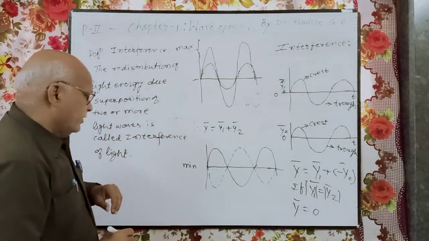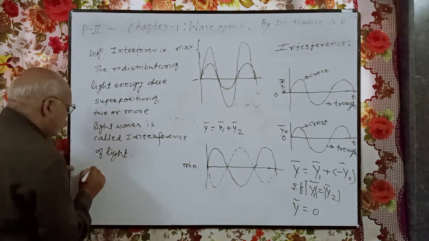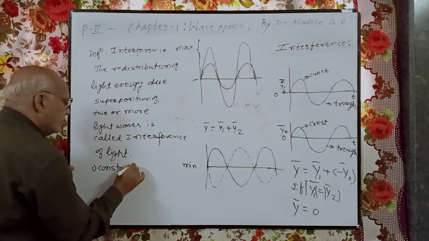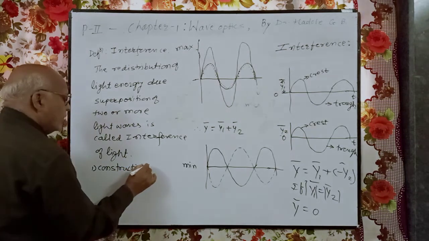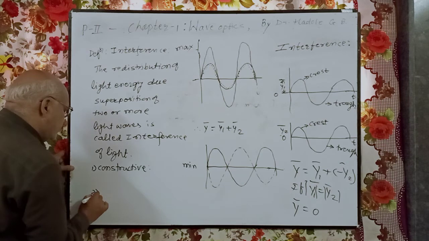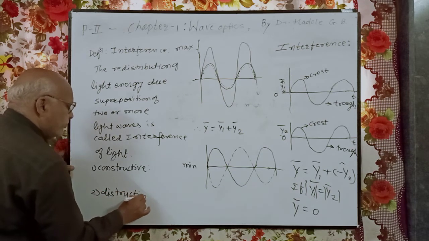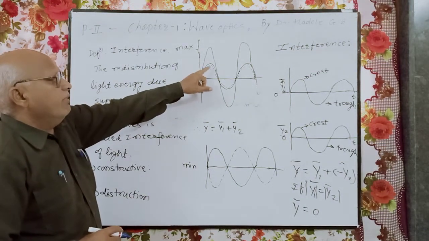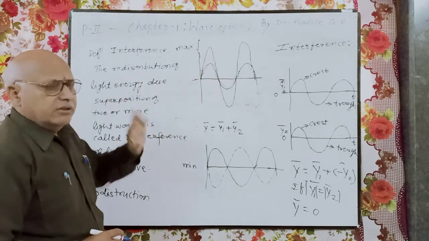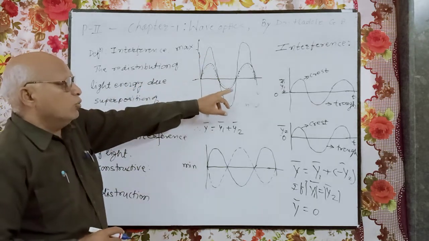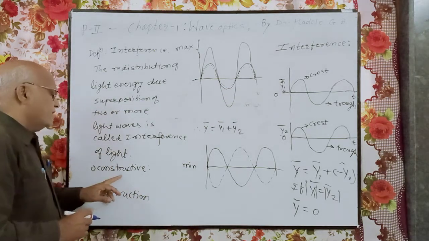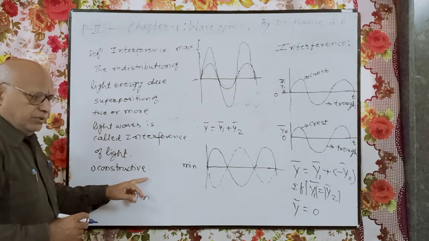There are two types of interference. First is constructive and second is destructive. This is the example of constructive interference. When the crest of one wave coincides with the crest of another wave, and the trough of one wave coincides with the trough of another wave, then this interference is called a constructive interference.